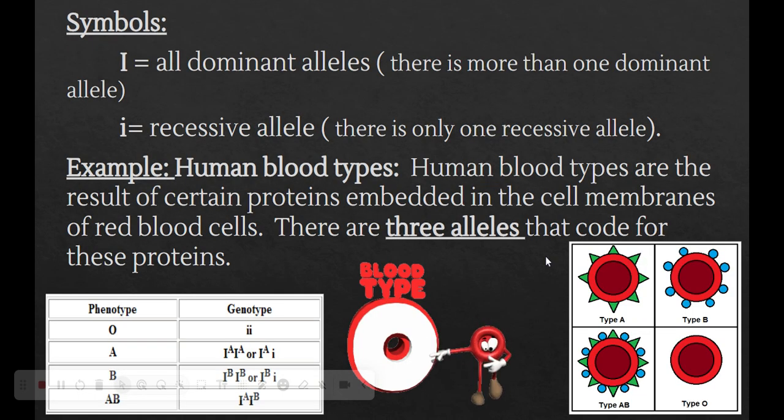For us, we're going to need to know these symbols. So capital I represents all dominant alleles. There's more than one dominant allele. Little i represents a recessive allele. There's only one recessive allele. We're going to use the example of human blood types for this.